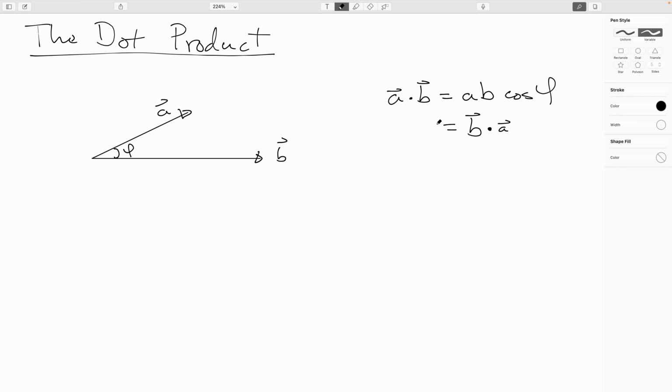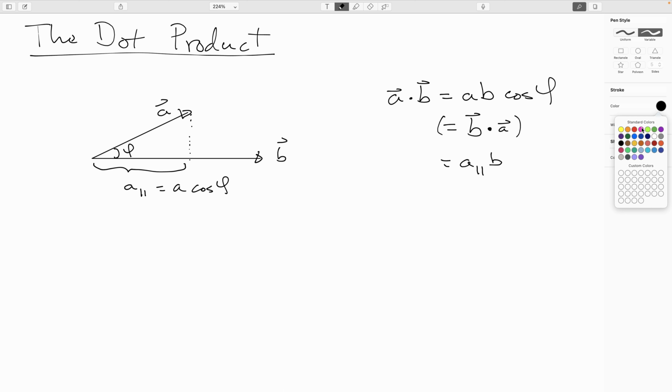Now, if I go ahead and drop a perpendicular down from A onto B, this piece here is the part of A that is parallel to B. So we can call that A parallel. And we can get that piece of it by saying that that is equal to A, and since this is the adjacent here, that would be A cosine phi. So I could grab my A and my cosine phi together, and I could say that A dot B is equal to A parallel times B.